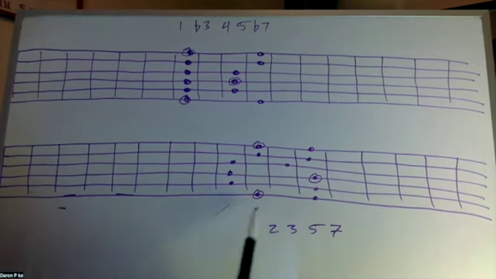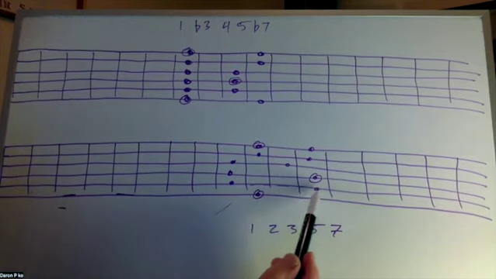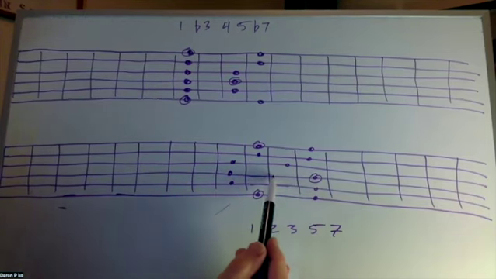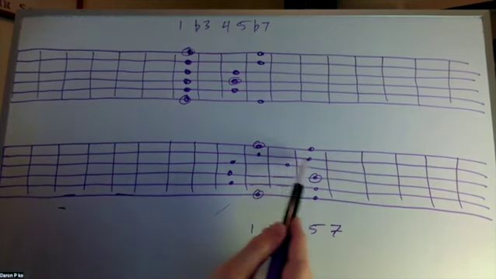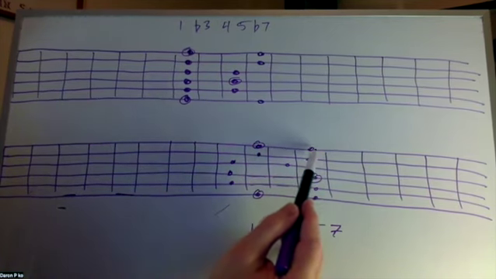And what we have here then is a root, a 2nd, a 3rd. Notice there's no 4th, a 5th, a 6th, no 7th at all, and the root. Then the 2nd, 3rd, 5th, 6th, and root again, and the 2nd again.